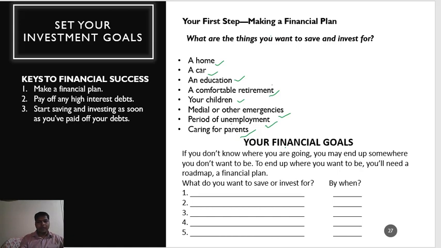Your first step to making a financial plan is to list all your goals: home, car, education, retirement, children's needs, medical emergencies, periods of unemployment, parents.